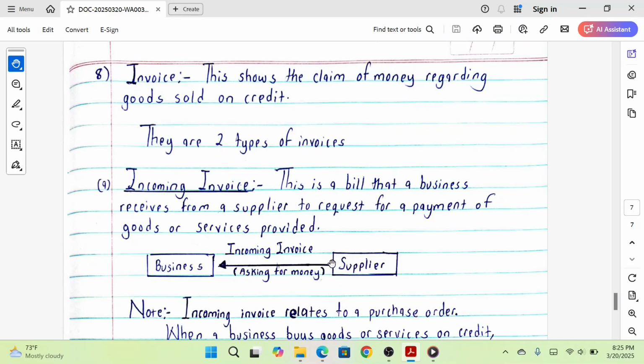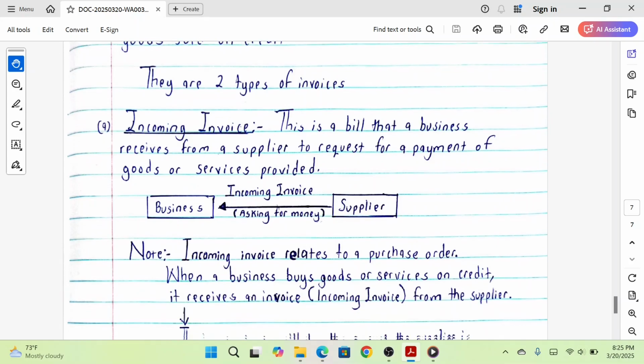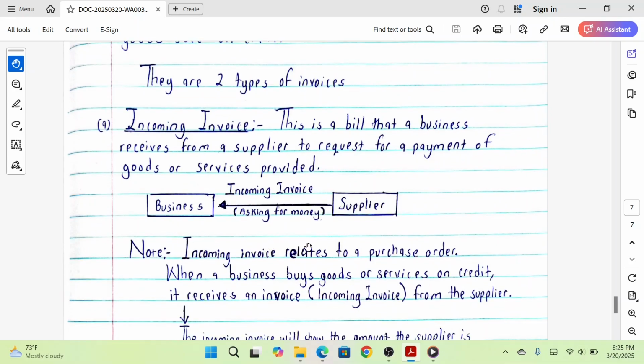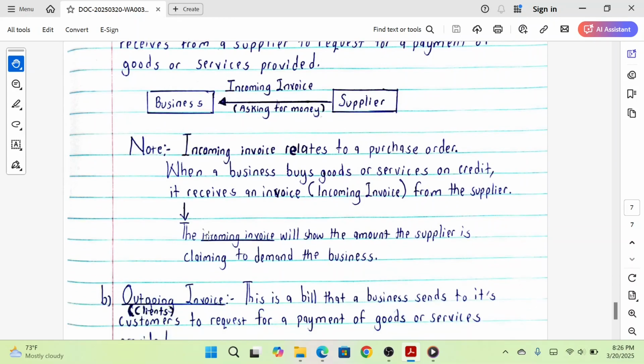Now, it is the supplier that sends an invoice to the business. Now, this invoice will be claiming for a certain figure of money that the supplier is demanding from the business. I want you to know that this incoming invoice relates to a purchase order. So when a business buys goods or services on credit, it receives an invoice, and this will be an incoming invoice from a supplier. Now, the incoming invoice will show the amount the supplier is claiming to demand from the business.